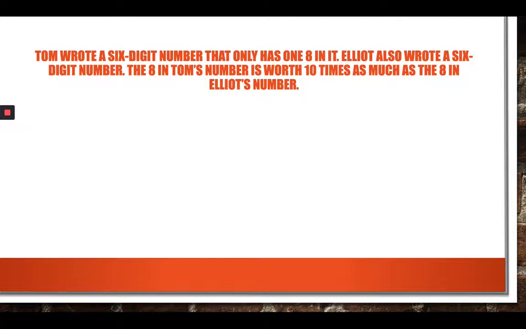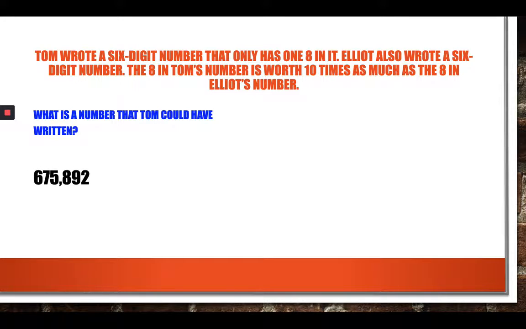Let's look at an example problem. Tom wrote a 6-digit number that only has one 8 in it. Elliot also wrote a 6-digit number. The 8 in Tom's number is worth 10 times as much as the 8 in Elliot's number. What is a number that Tom could have written? Well, the only two things we know about Tom's number are that it's a 6-digit number, and it has one 8 in it.